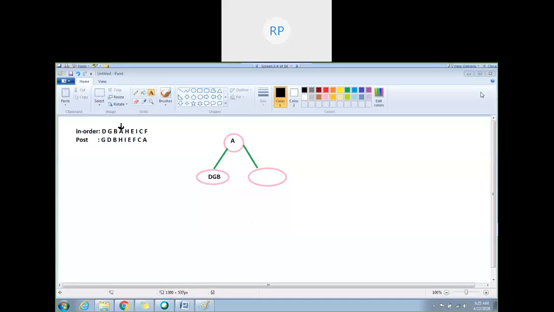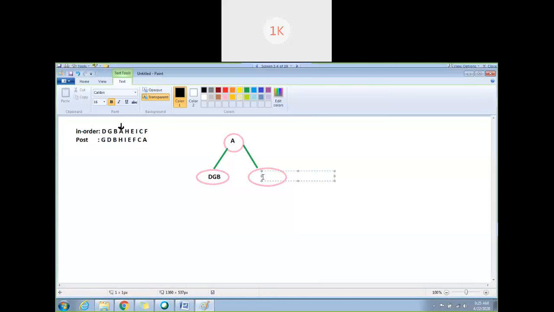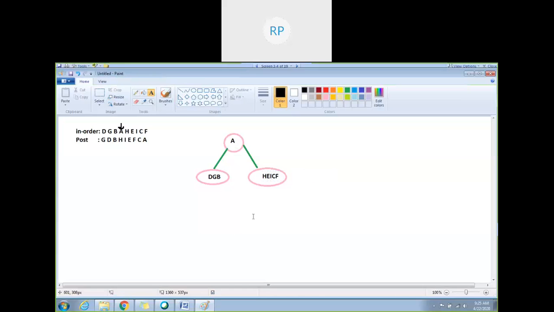And what are the elements that can be in the right side? HEICF. Okay, very good. H, E, I, C, F. Okay, now it is done.